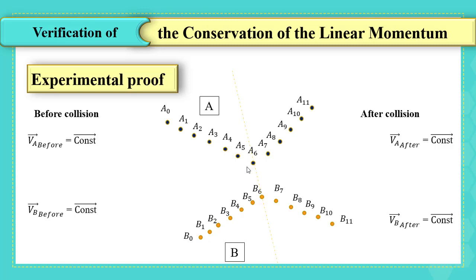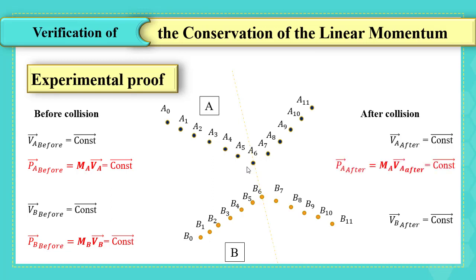We can then calculate the linear momentum of each part. PA before, as a vector, equals MA VA vector, which is a constant vector. PB before equals MB VB vector, also a constant vector. PA after equals MA VA after, as a vector, a constant vector. PB after, also as a vector, equals MB VB after, a constant vector. So all these linear momenta are constant vectors since the velocity for each is constant.